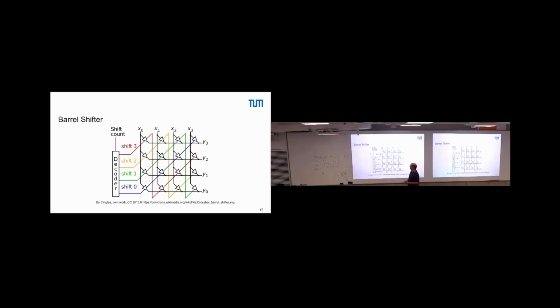If we would use the shift by 2, then the 0 signal goes here, the 1 signal goes here, the 2 signal goes here, and the 3 signal goes here. If you have a shift by 1, signal 0 goes to output 1, signal 1 goes to output 2, signal 2 goes to output 3, and signal 3 goes to output 0. If you shift by 0, 0 goes to 0, 1 to 1, 2 to 2, 3 to 3. More doesn't make sense, right?